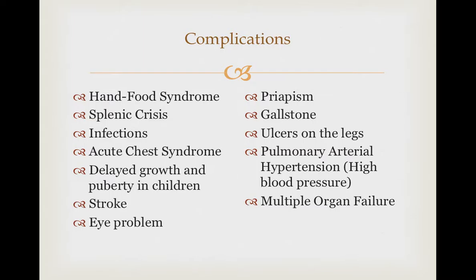Males with sickle cell anemia may have painful and unwanted erections called priapism. This happens because the sickle cells stop blood flow out of an erect penis. Over time, priapism can damage the penis and lead to impotence.